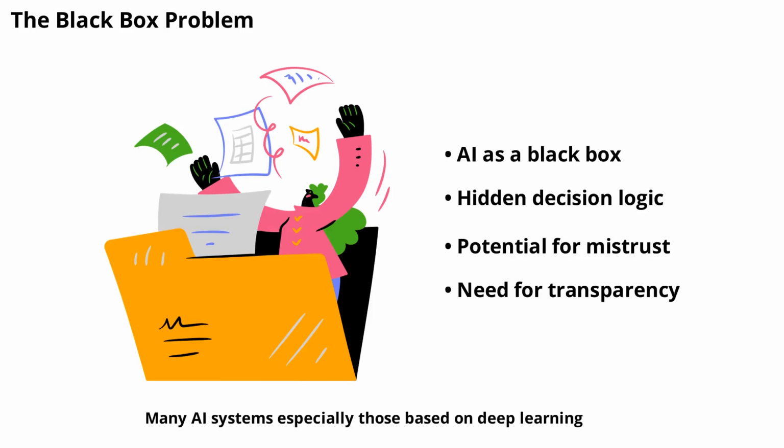Many AI systems, especially those based on deep learning, are often described as black boxes. This means that while they can produce highly accurate results, the internal logic behind their decisions is hidden from users. This lack of transparency can lead to confusion, mistrust, and even errors that go unnoticed. For example, if an AI system denies a loan application, the applicant may not know why. Explainable AI seeks to open up these black boxes, making the decision-making process visible and understandable.